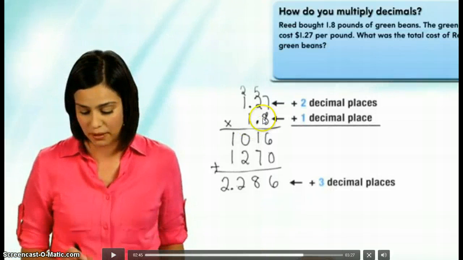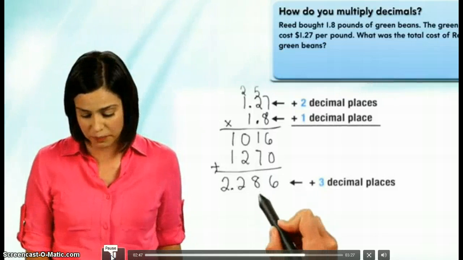And if you had actually rounded to start, 1.8 would have rounded to 2. 1 would have rounded to 1. And what is 2 times 1? 2, so your answer should be close to 2 wholes. So it is reasonable if you think about rounding.